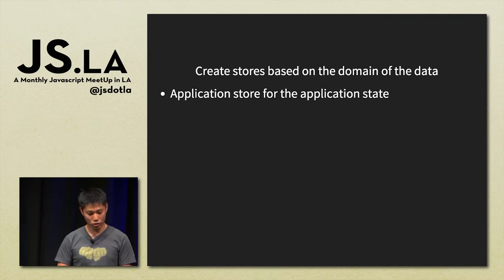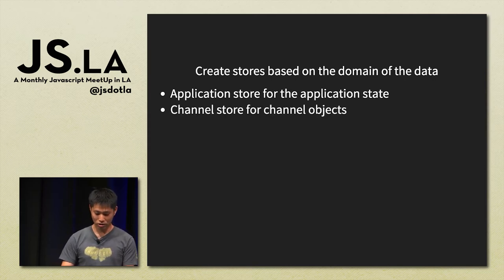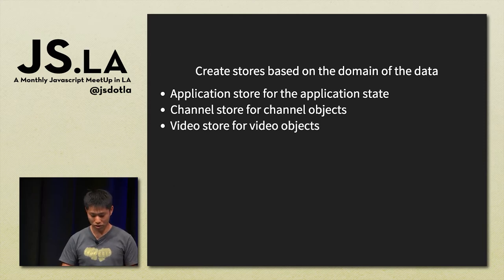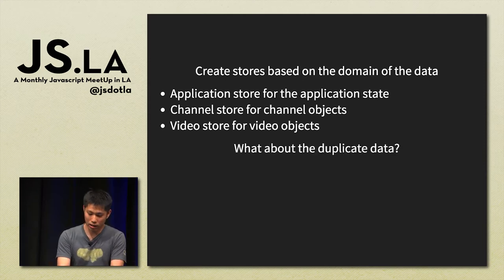We need to have an application store for the application state. We have a channel store for the channel objects. We have a video store for the video objects. It seems pretty obvious, pretty simple, huh? But what about the duplicate data here?